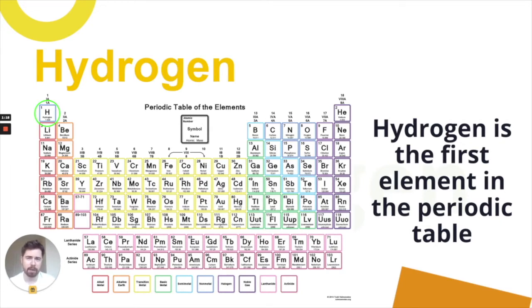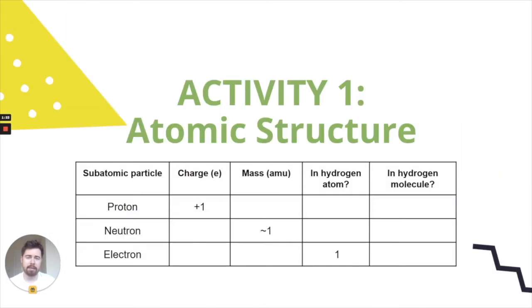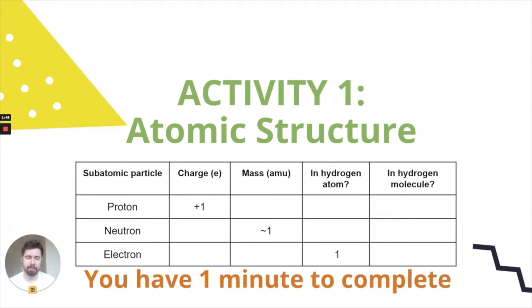But before we talk about those, I'd like you to draw up a table for me, like this. So I'd like you to draw up 5 columns and 4 rows. And what we're going to do is fill this in based on your knowledge of the charge and mass, and also thinking about how many of each of these subatomic particles are found in a hydrogen atom, and then how many are found in a hydrogen molecule. So from now, you have 1 minute to complete.